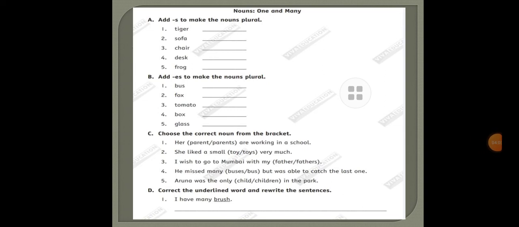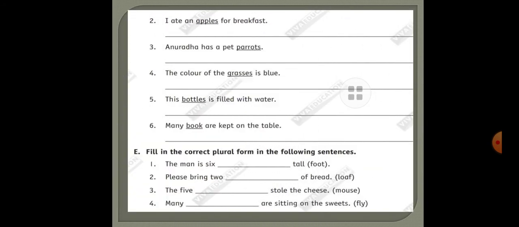Yes, what we have to do, I have many brush. So children, you know that many refers to plural, so you have to write I have many brushes. Next is I ate an apple for breakfast. You know that an is used for one thing, so you write I ate an apple for breakfast. Next is Anuradha has a pet parrots. Here a pet means one, so you have to write parrot. Anuradha has a pet parrot.